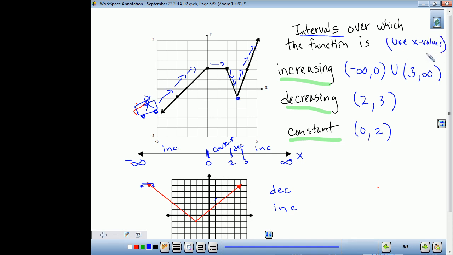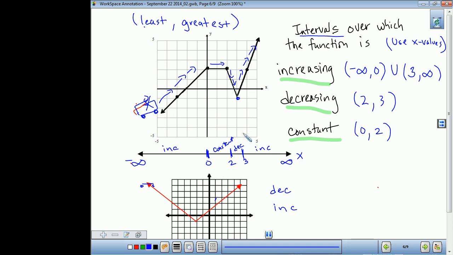Yes, Sarah? Are we writing it like a coordinate instead of the brackets? We're writing it using interval notation, which gives us the least value to the greatest value every time. So does it look like a coordinate? Yeah, it kind of does. But it's really the interval notation where I start off with the least value and I work my way up to the greatest value over that interval.